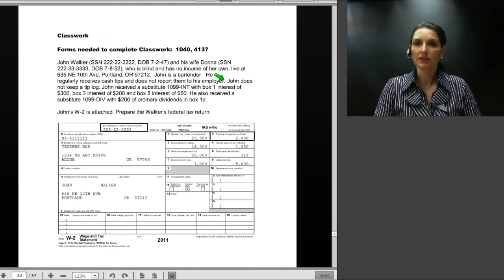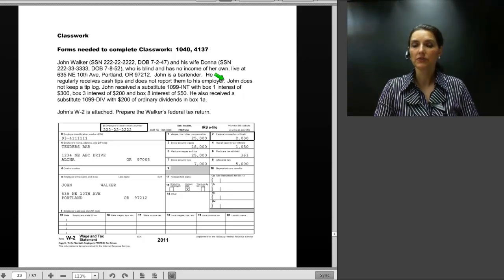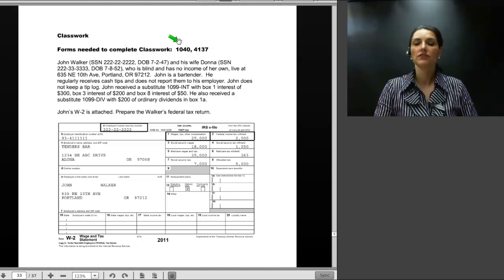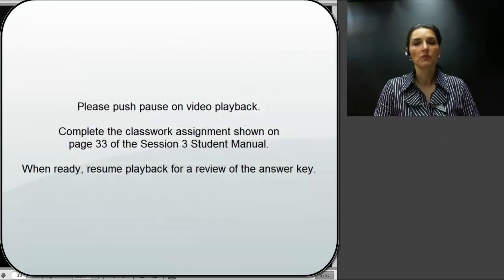At this time, please push pause on video playback. Prepare a tax return for the Walkers. The forms that you will need to prepare as a part of this tax return include Form 1040 and Form 4137. When you are finished preparing the tax return for John and Donna Walker, please resume video playback for a review of the classwork answer key.